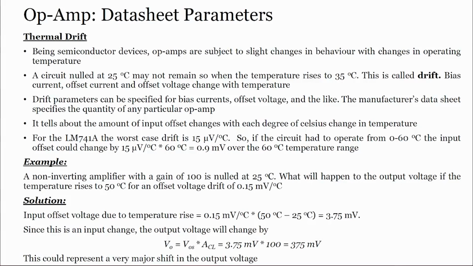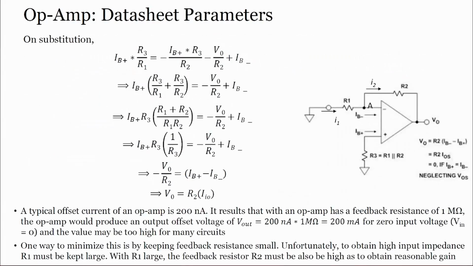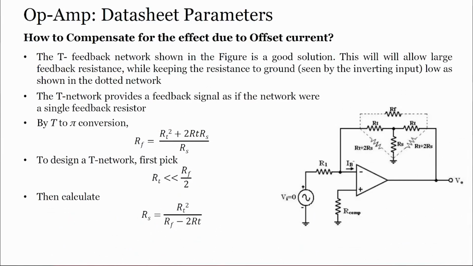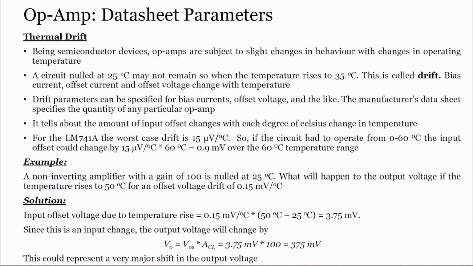Then the next example is thermal drift. These are all data sheet parameters, by the way. When you see input offset current, input bias current, input offset voltage, CMRR, these are all data sheet parameters. Okay, so just look at it: thermal drift.